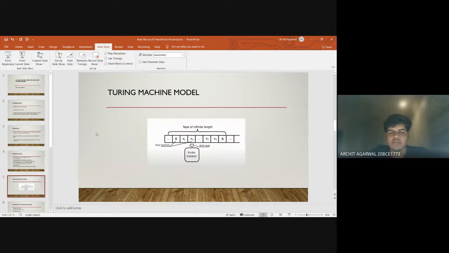Now, here we will go to a basic Turing machine model. As we can see, this is the head pointer which points to a specific tape cell. X1 and X2 would here be the input symbols. B here represents the blank symbol, and the tape of infinite length has been shown here.